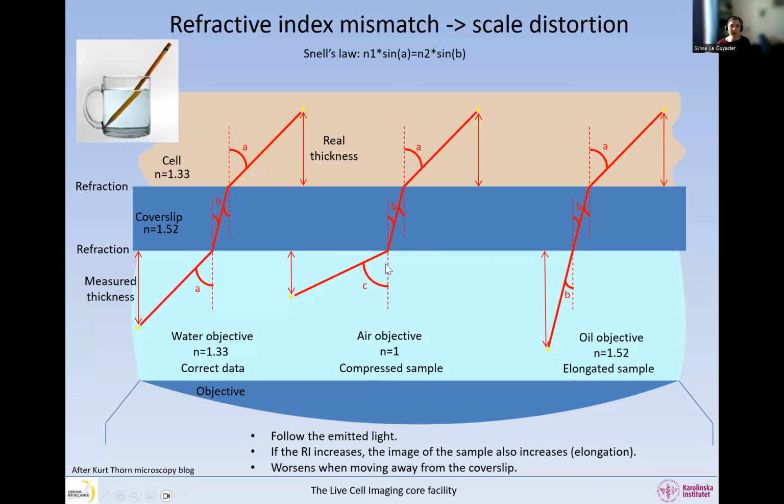So if you want to know if the angle increases or decreases, it's quite easy if you follow the light path of the emission. When the refraction index increases, then the image of the sample also increases. So when we go from a water sample to an oil objective, then the image of the object is bigger. We increase. And this is much worse when the object that we're measuring is away from the cover slip. This is the reason why I'm telling you all the time, put your sample on the cover slip.